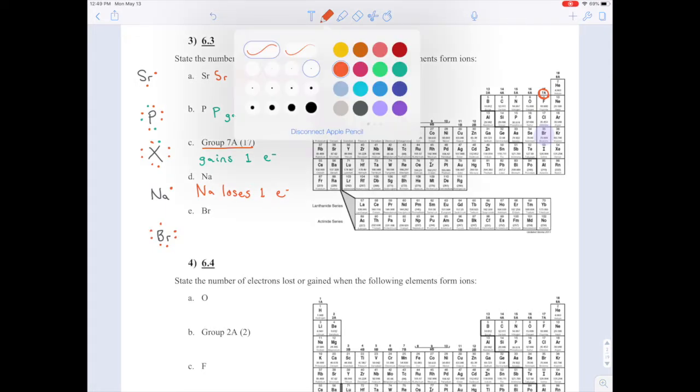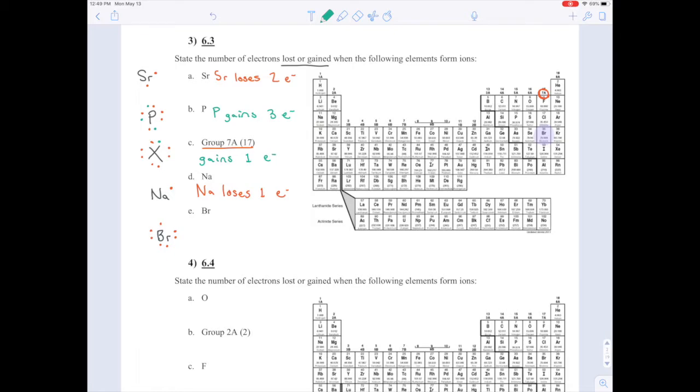Notice bromine only has 1 unpaired electron, so it can get all of its electrons paired, either by gaining 1, the green dot around the bromine, or by losing 7. It's easier to gain 1 electron than to lose 7, and so you always go with the smaller number. And so bromine gains 1 electron.